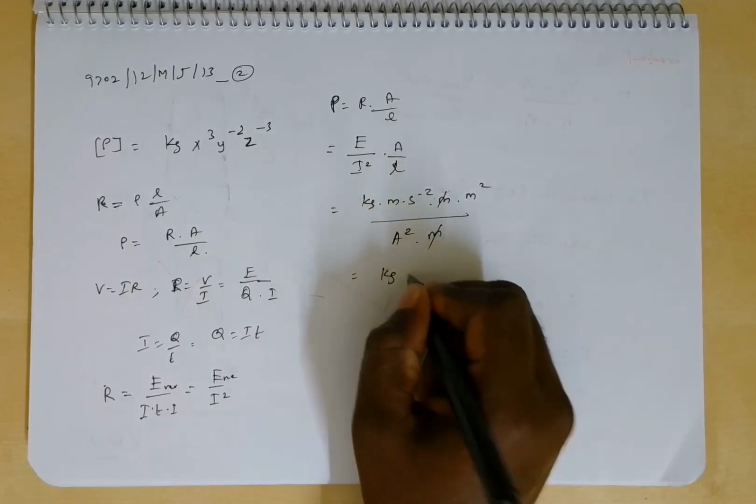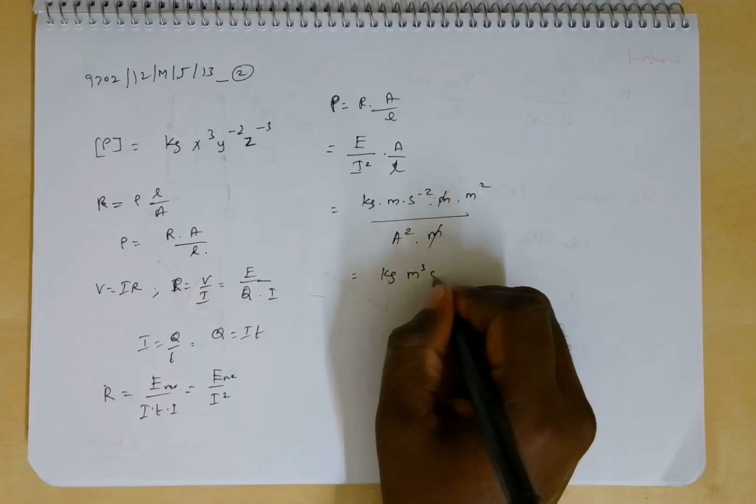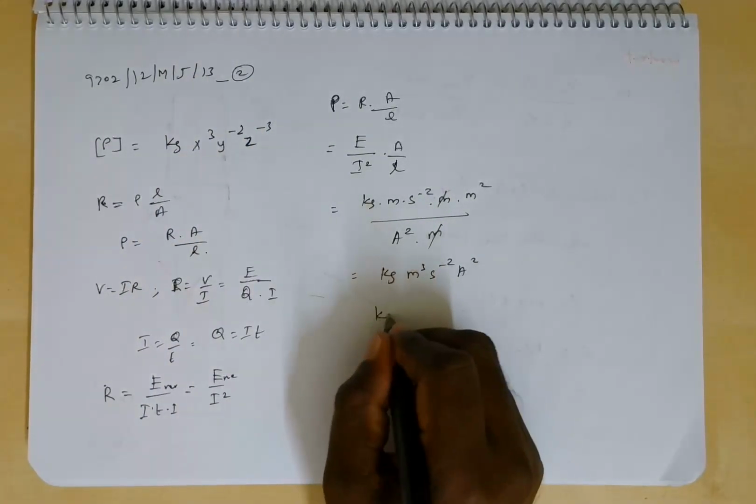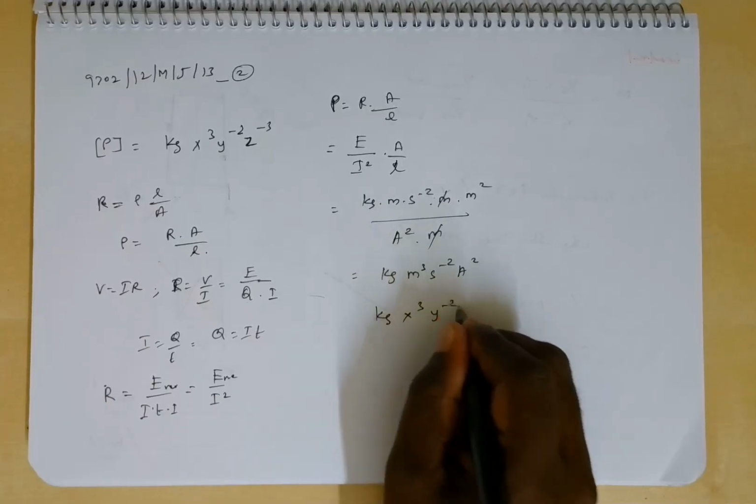So what you will get? Kilogram meter cube second power minus 2 ampere square. Okay. So this we will compare with kilogram x power 3, y power minus 2, z power minus 3.